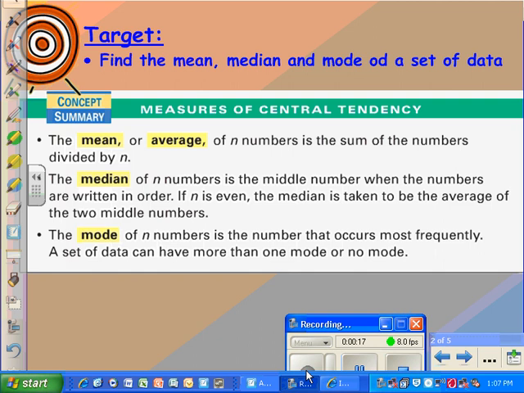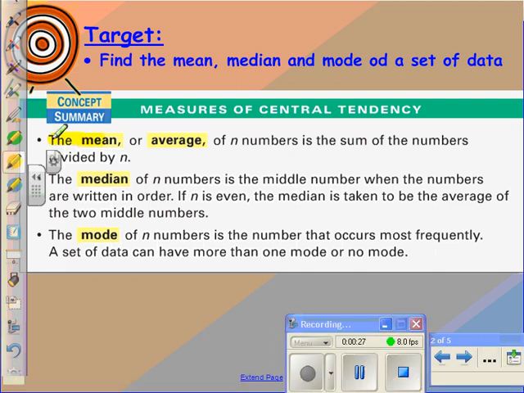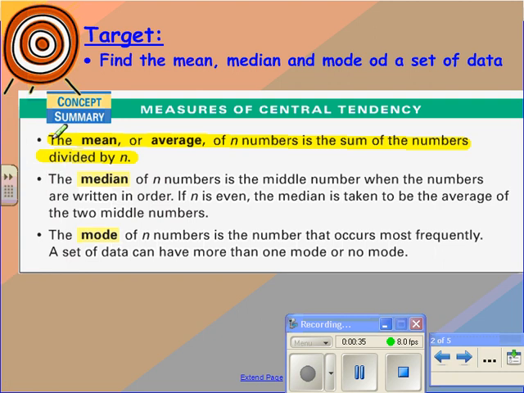The mean, median, and mode are also known as measures of central tendency. The mean, or average, of n numbers is the sum of the numbers divided by n. So that's the mean.